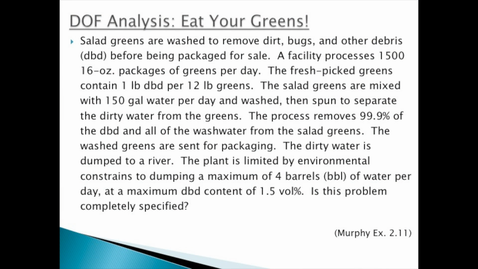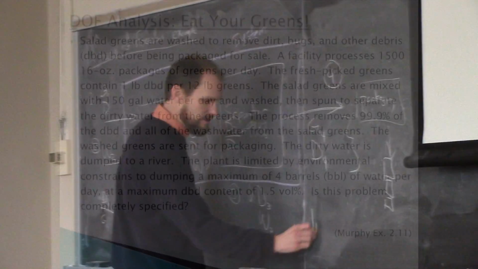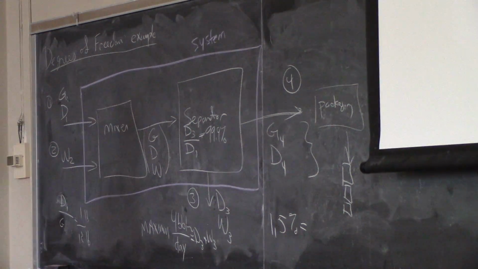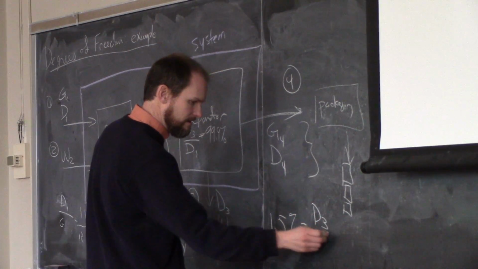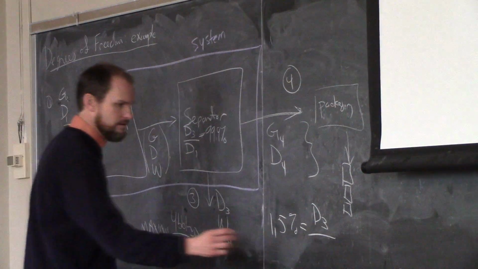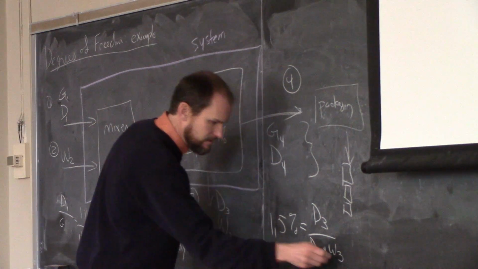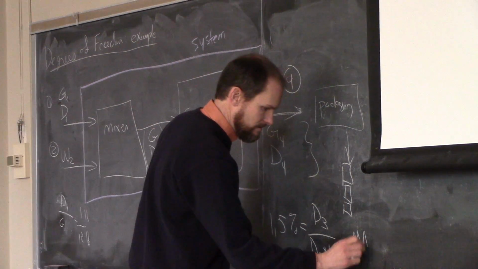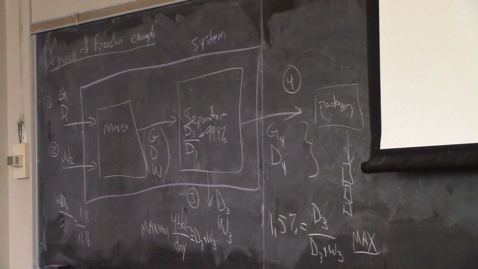Did I miss anything? For stream composition specs, if we're taking the barrels, then we should probably take the DVD content. Okay. DVD content. 1.5%. What's the equation for that? That was D3, right? D3 over D3 plus W3. And this again is a maximum. So I could use it, or as long as we're under it, it's fine. It's either going to be a go, no-go, or we can use it if we need it.